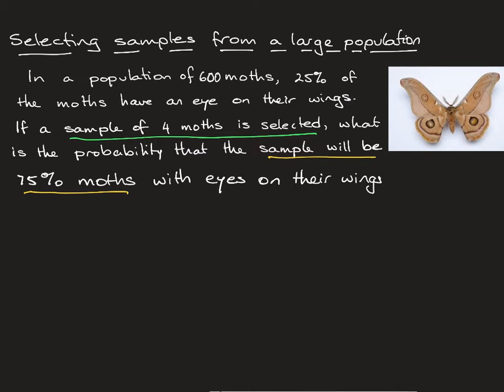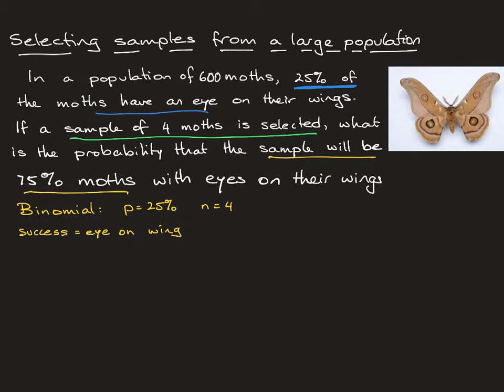So this is very much like the sort of question that we've done before. And the sort of question that we've done before is, of course, binomial questions. The moths either have the eye on their wing or they don't. And so what we've got here is a binomial distribution where if we define success as having an eye on their wing, then the probability of success, which is our p-value, is 25%, because 25% of the moths have an eye on their wing.